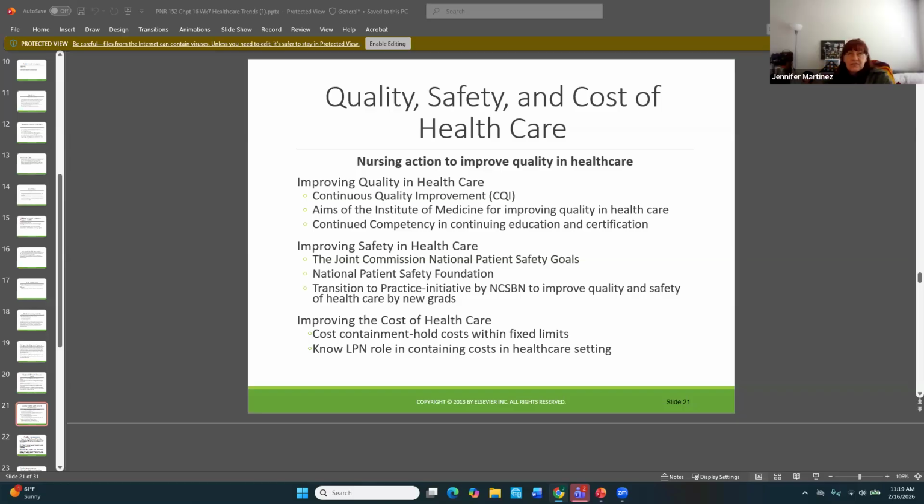The National Patient Safety Foundation also focuses on client safety. So they partner with clients and families, the community, to improve client safety by avoiding errors of omission, commission, or execution.